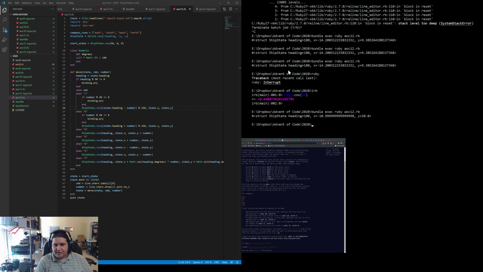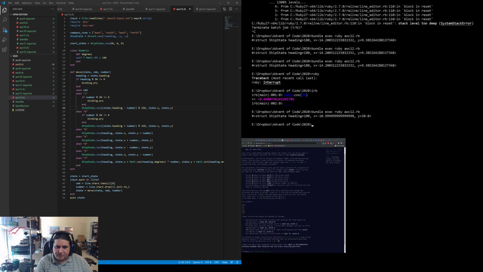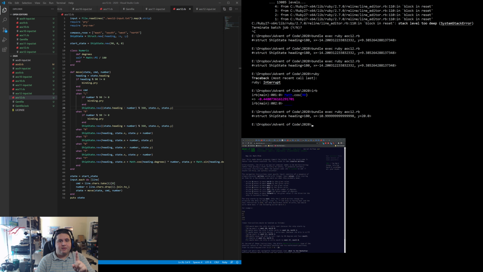The heading's 180 at the end, which starts out correct. All right, so the way I'm thinking about this coordinate system, north is 0, 90 is to the right, so 90 is east, 180 is south, 270 is west, and then you go back to 0 again. So you start out facing east, which is 90. You go forward 10, go north 3, go forward 7, you rotate right 90, you go forward 11.